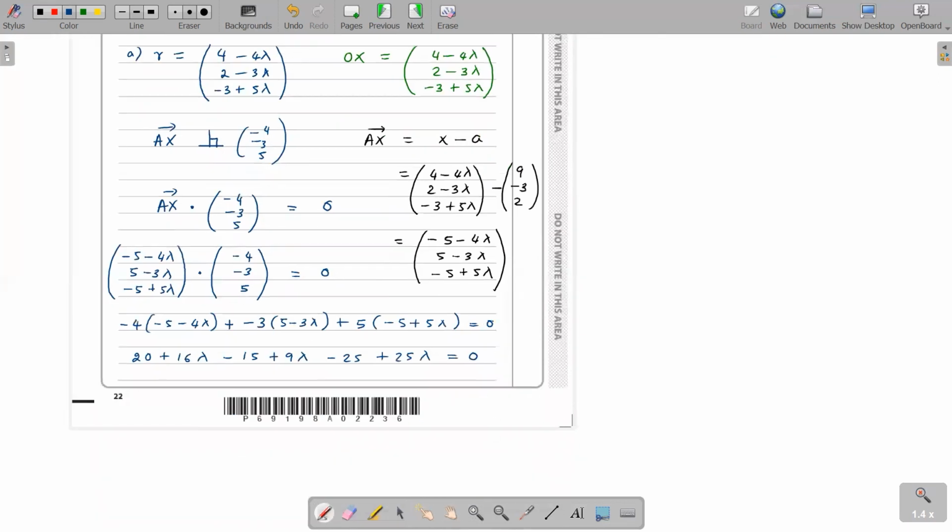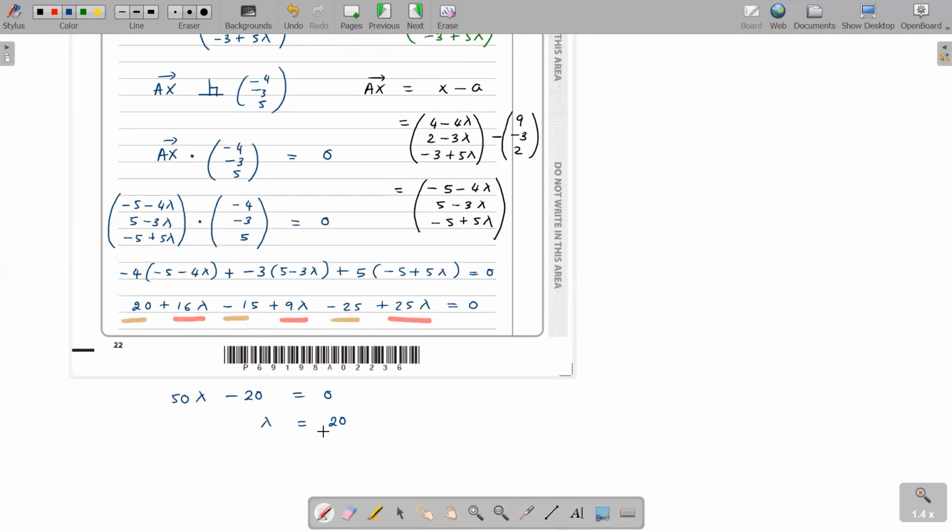Is this okay? So when you add everything, what do you get? 16λ, 9λ, 25λ. How many λ? 50λ. Add the constants: 20 minus 15 minus 25. How much? Minus 20 equals 0. What do we get for λ? λ equals -20 plus 20 divided by 50. So basically you get λ is 2/5.